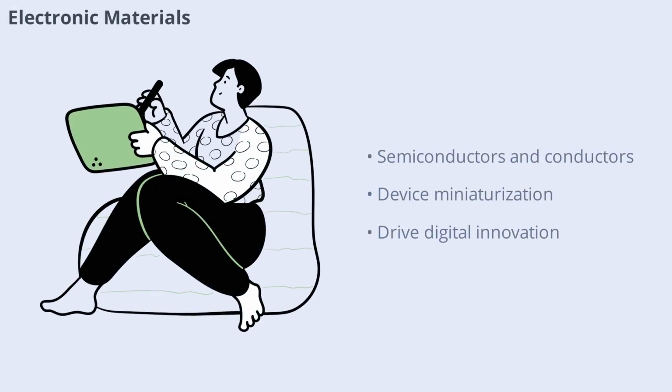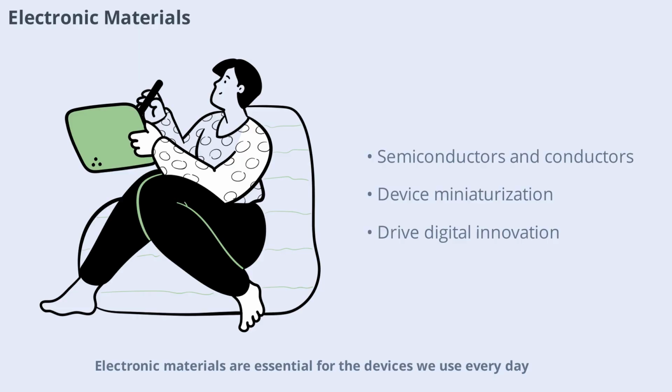Electronic materials are essential for the devices we use every day, from smartphones to computers. These include semiconductors, conductors, and insulators. Materials engineers develop new electronic materials to make devices faster, smaller, and more efficient. The rapid pace of innovation in this area is driving the digital revolution.